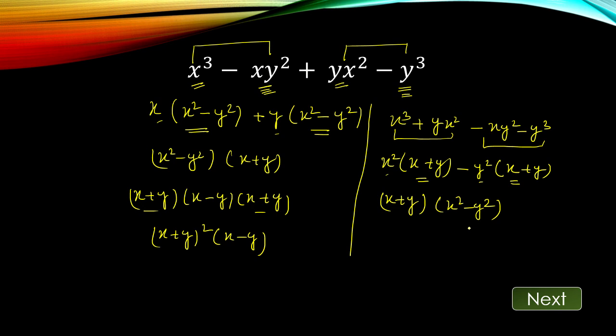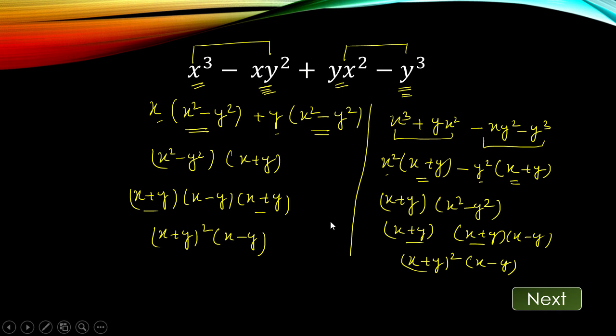If we factorize x square minus y square further, it is x plus y into x minus y, and we already have x plus y. So we collect x plus y because it is repeating itself. So x plus y whole square can be written, and finally x minus y. So in both methods, the first method and the second method, we find the same factors.